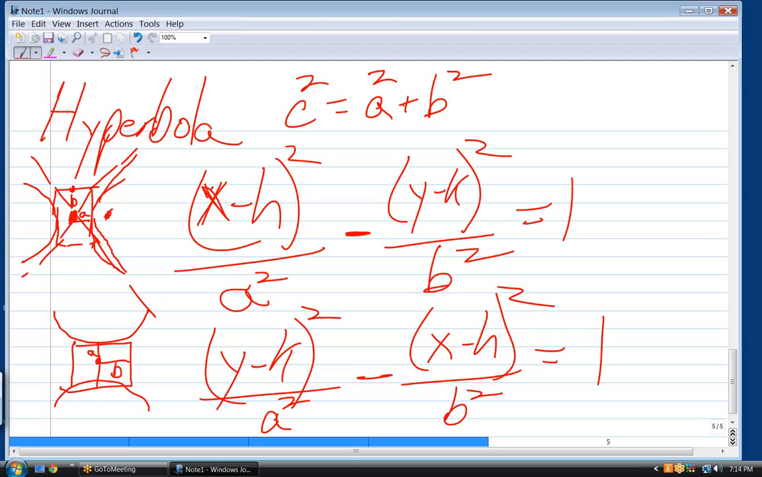That covered it. Circles are extremely easy. You're not going to get any tough problems with circles. You could get some tough problems with parabolas, ellipses, or hyperbolas.